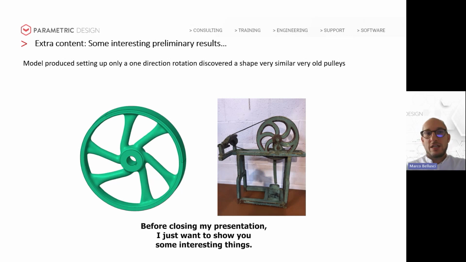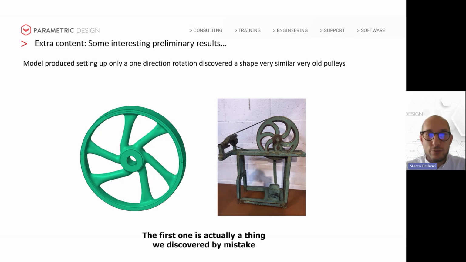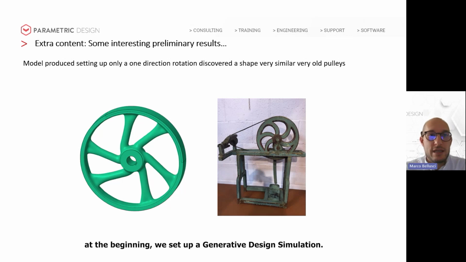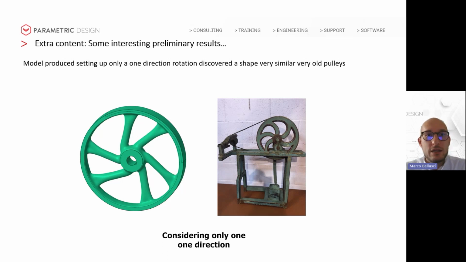Before closing my presentation, I just want to show you some interesting things. The first one is actually a thing we discovered by mistake. At the beginning, we, by mistake, set up a generative design simulation considering only one direction of torque, only the clockwise rotation and not the counterclockwise rotation. And generative design produced this shape. It was interesting because it's really similar to something you usually see in a museum, something you can see in very old pulleys.